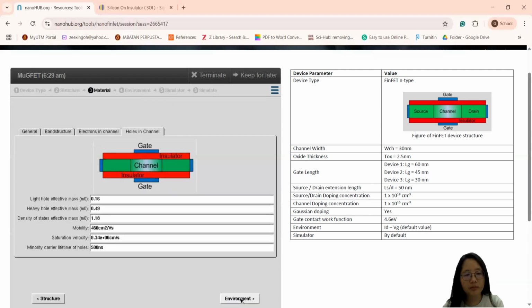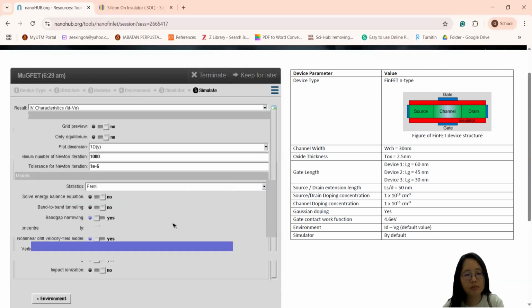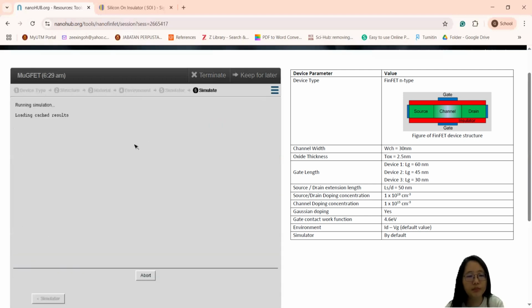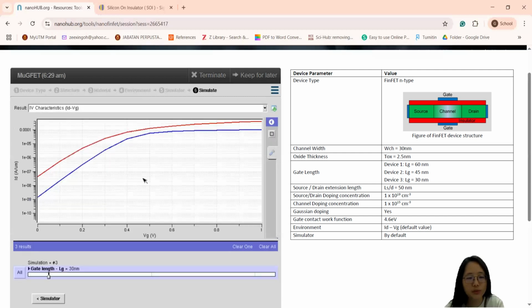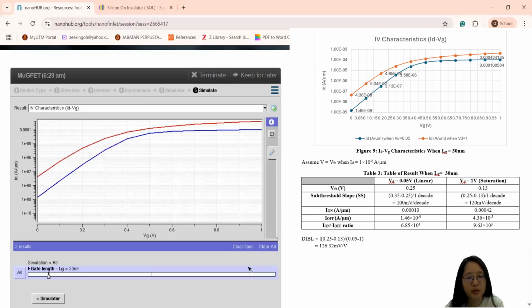Other will be the same. Simulate. So I will choose the IDVG. So this one is the IDVG curve when gate length is equal to 30 nanometer. When gate length equals 30 nanometer, and VD equals 0.05 volt, the VTH is around 0.25 volt. And when VD equals 1 volt, the VTH will be around 0.13 volt.